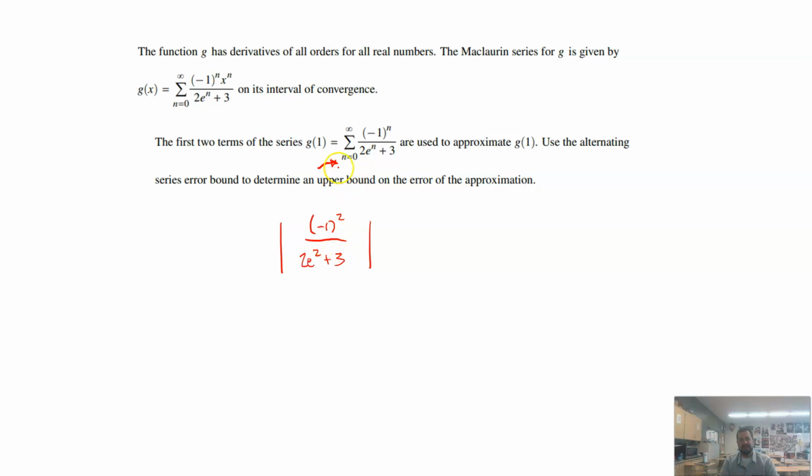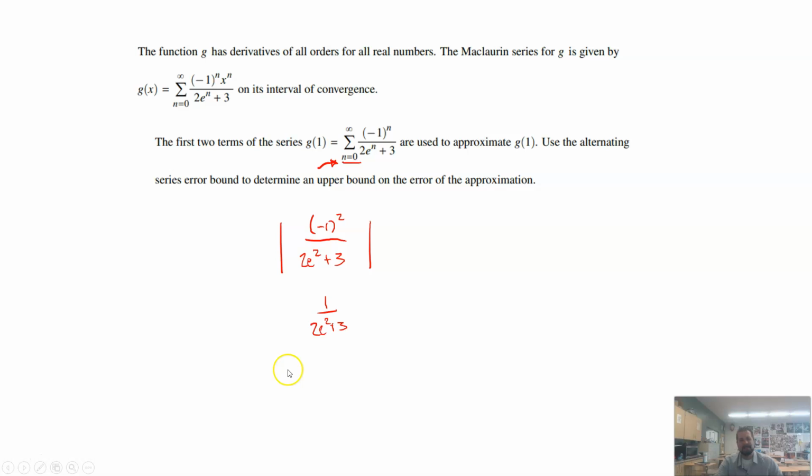But again, you have to understand that this starts at 0. So negative 1 squared is 1, over 2e squared plus 3. I can get rid of the absolute value. And I know that that is at most how much my series is going to be off by. So fairly easy on that last one, if you understood that the series was starting at 0 with our first term instead of 1 like it does on a lot of other series.